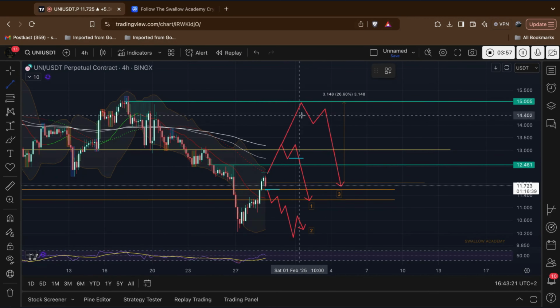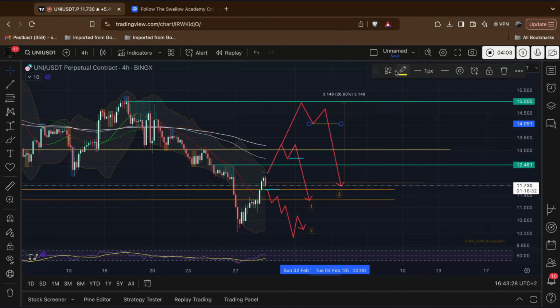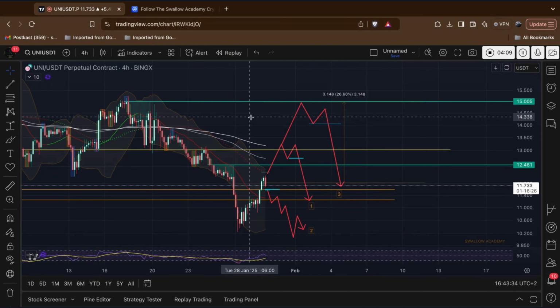So two possible entries, this one and this one, are the ones that we are looking for. If we see any kind of bullish overtake, then of course we are going to wait for this kind of entry here. So an overtake and then a possible entry to the lower zones. Everything leads to the lower zones always.